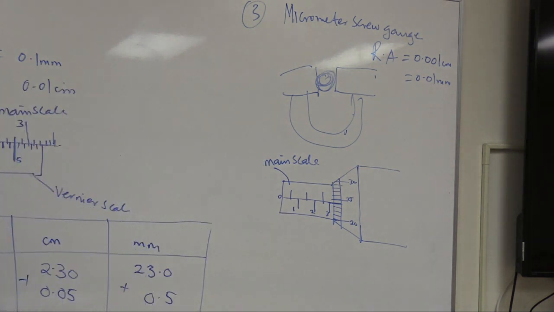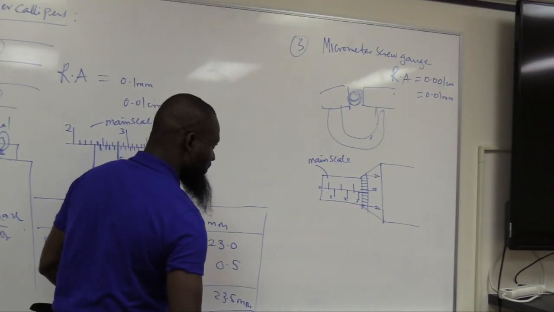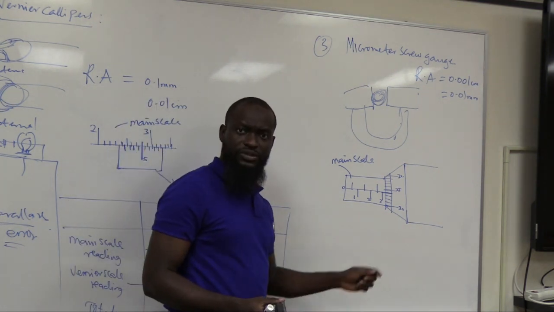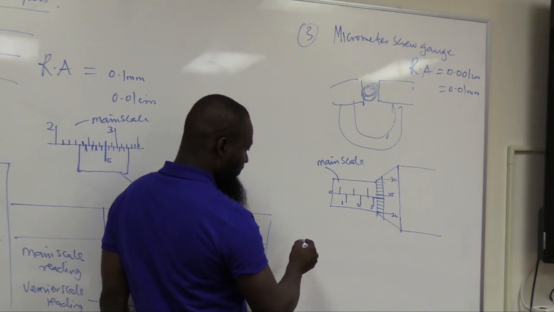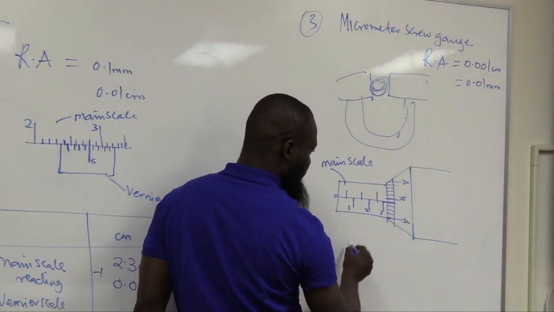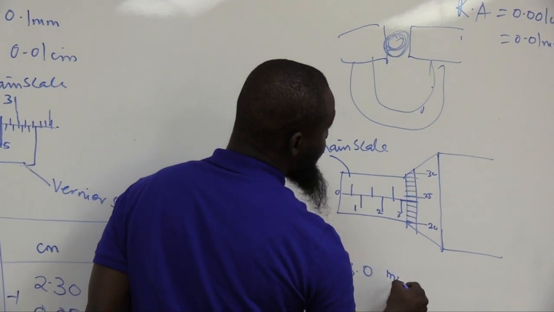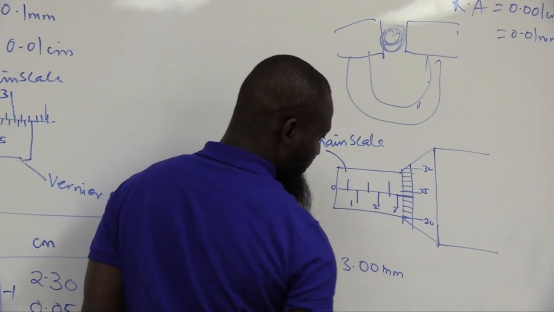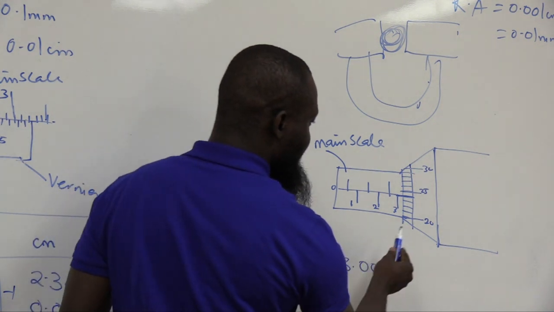I'm going to have the main scale reading and the Vernier scale reading, or the thimble reading, they call it. The reading on the thimble, this is the one that rotates. Okay, I would like you to zoom in here also for the students to see what I'm going to do right there, for the thimble reading. So the main scale reading is 3.00 millimeters. 3.00 millimeters.